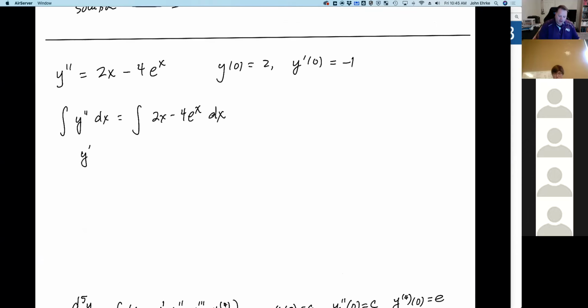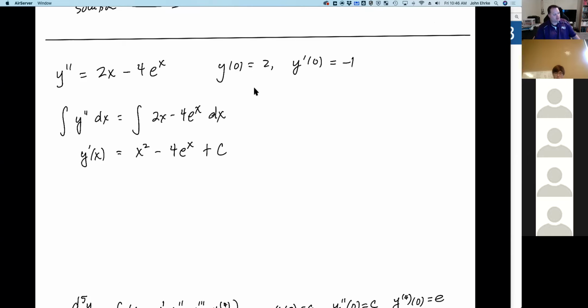So y prime is equal to, let's see, the antiderivative on the right-hand side, which is x squared minus 4e to the x. Now, I've produced an integration constant on both sides. But if you remember, we had a conversation about this on the first day of class. There's no need to write a plus c and a plus d here because they're both arbitrary constants. All I need is one integration constant in the problem.